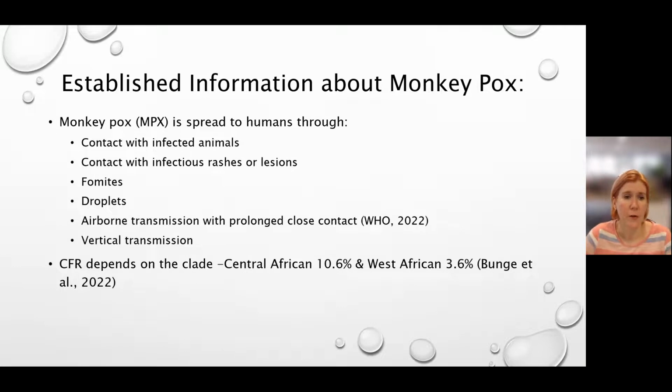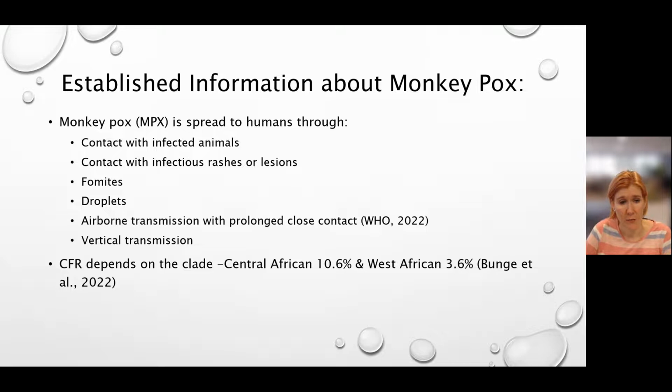It's transmitted through contact with infected animals, contact with infectious rashes or lesions, and fomites. So this includes contaminated clothing or linens that have infectious skin particles. If shaken, these particles can disperse into the air and be inhaled, or land on broken skin or mucosal membranes, and lead to transmission and infection. It's also spread through droplets, and airborne transmission can occur with prolonged close contact. Vertical transmission also occurs from mother to child.